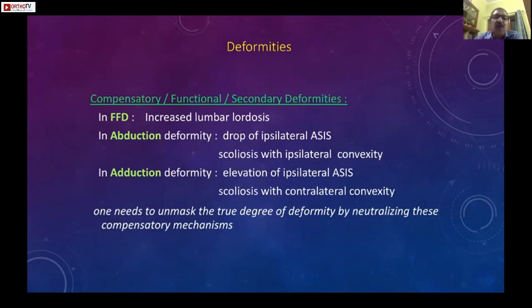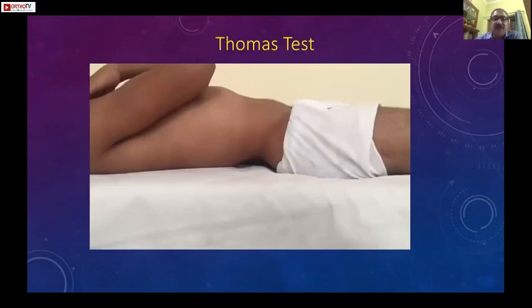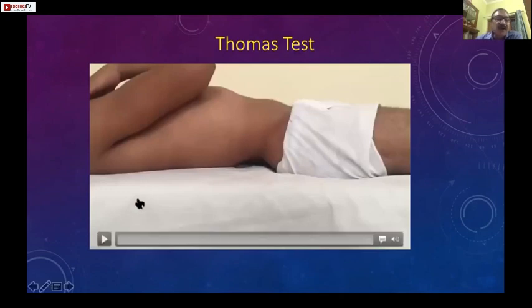If you want to measure the exact amount of deformity, one must unmask the true degree of deformity by neutralizing these compensatory mechanisms. That is the basis of assessing deformities in hip joint disease. Now, fixed flexion deformity can be assessed by the Thomas test. The next video will show you how to do a Thomas test correctly.